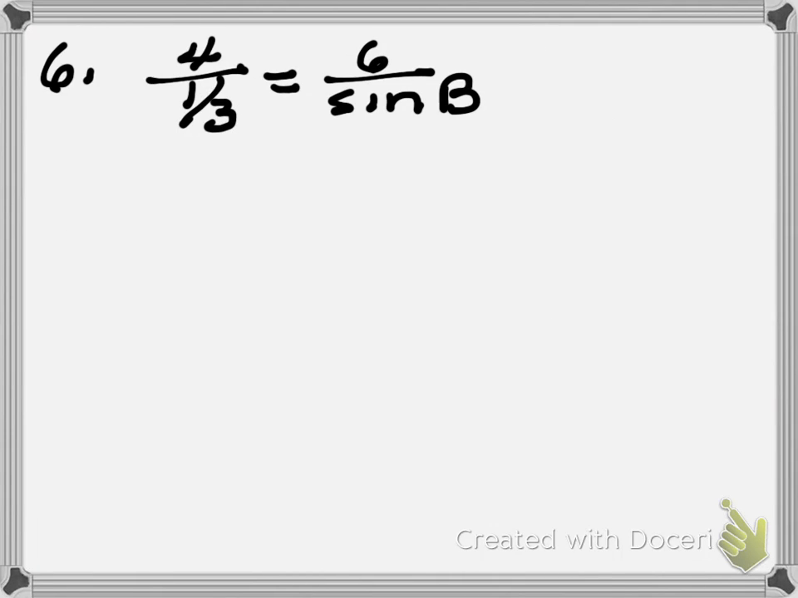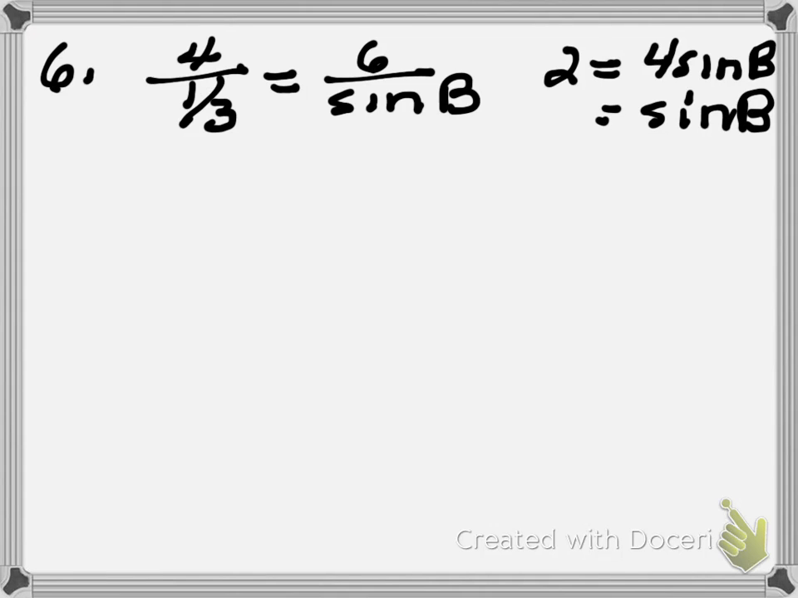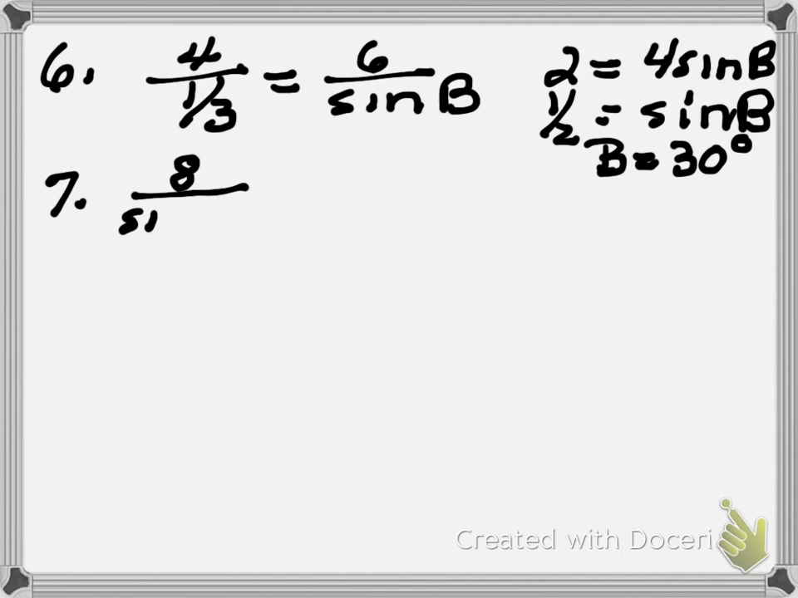Law of sines. 2 equals 4 times the sine of B. That means that the sine of B is equal to 1/2, making angle B 30 degrees. Angle A is not given, and I need angle A because I have A over the sine of A. So since B is 45 and C is 105, angle A is 30.